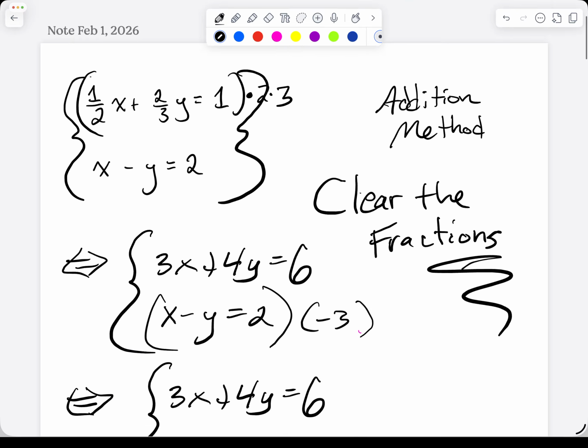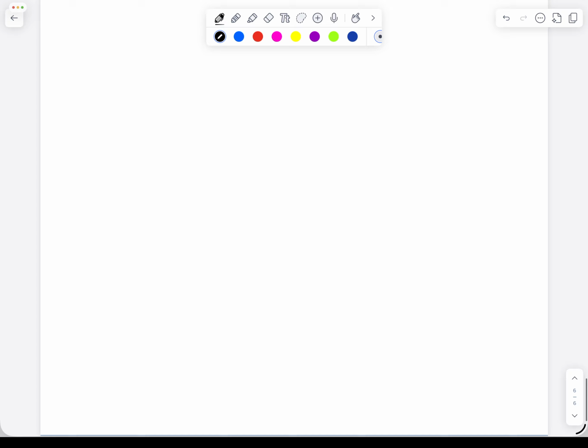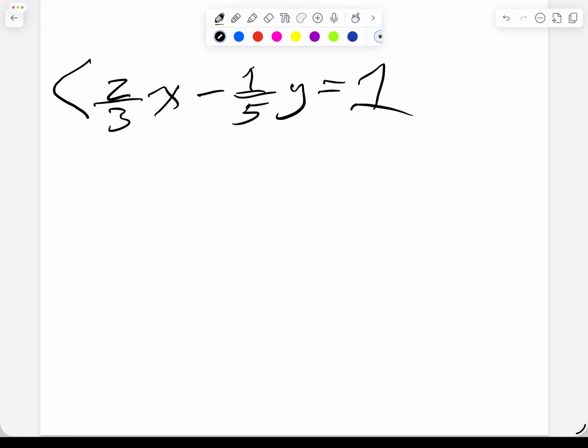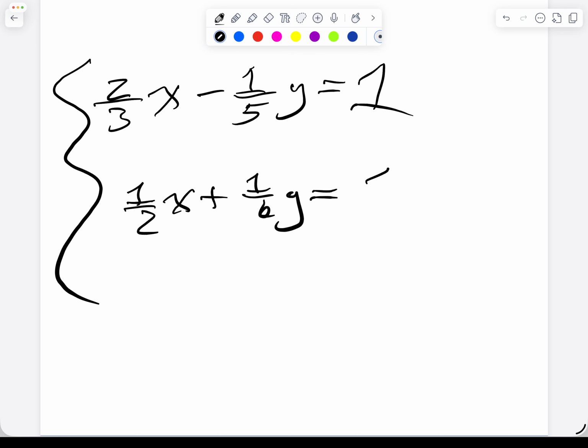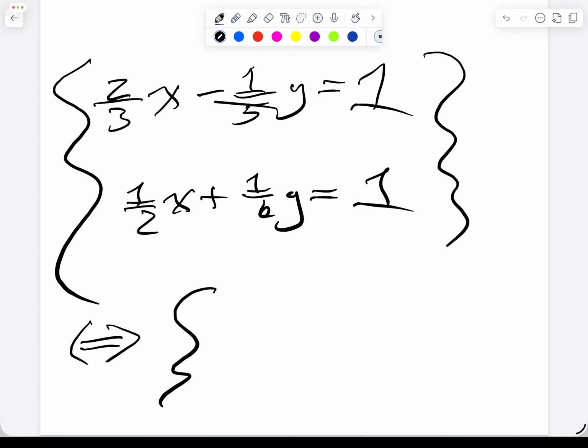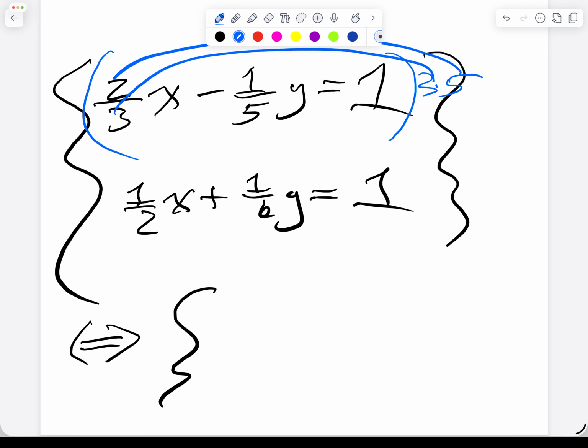Let's take a glimpse of this real fast. So the next problem can be different. Here, 2 thirds, and then a minus 1/5 equals 1, and then 1/2 plus 1/6 equals 1. All right, if I'm going to clear these fractions, because I don't like them, to get rid of a 3 and a 5, I would hit everything with a 3 and a 5. The 3's cancel. 5 times 2 is 10.